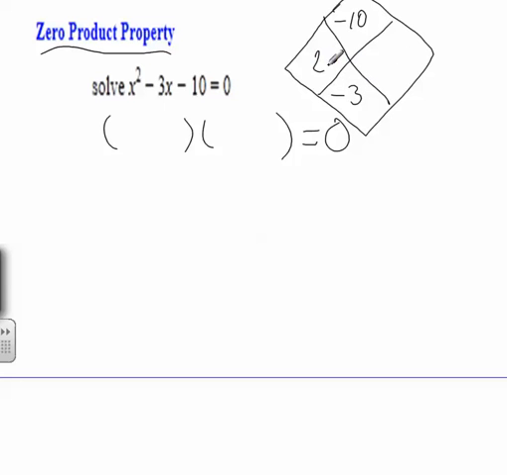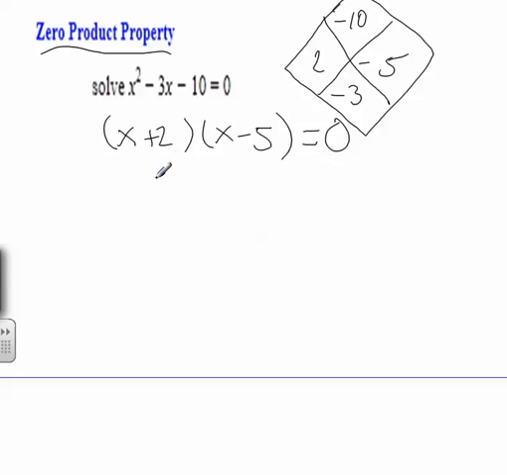So I know that 2 times 5 makes 10, and if I make that 5 negative, it all works out beautifully. So if the coefficient is 1, we can go directly from here, and we've got an x plus 2 as one of the factors and an x minus 5 as the other factor. Now that was the factoring part. That's what you do first in using the zero product property. This right now is actually the zero product property part.